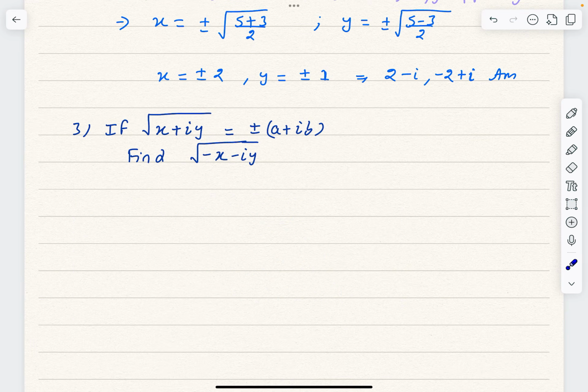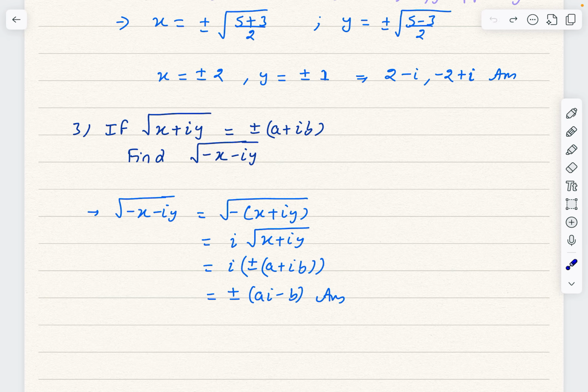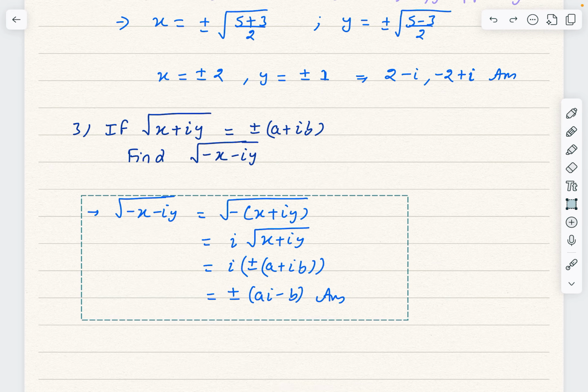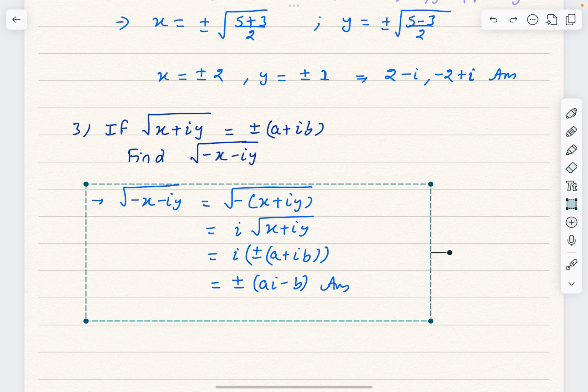A conceptual problem: if the root of x + iy is plus minus (a + ib), then find the square root of −x − iy. You can pause and give it a try. Let us start the discussion now. The final answer here is plus minus (ai − b). So if you have got this, good. Otherwise, you can look into the solution.